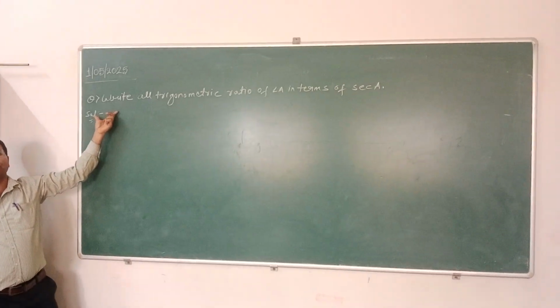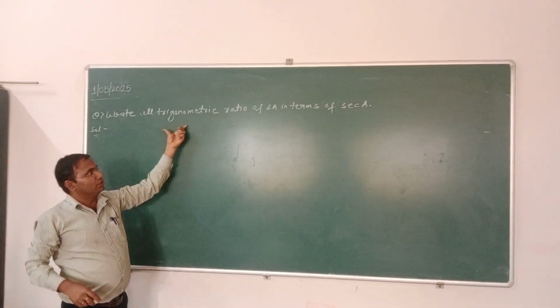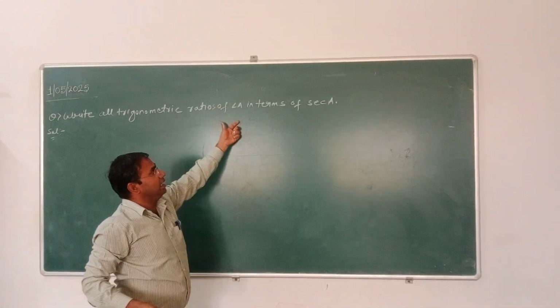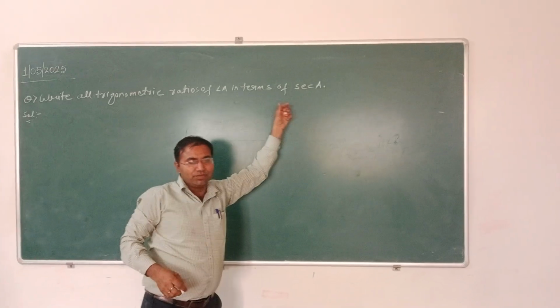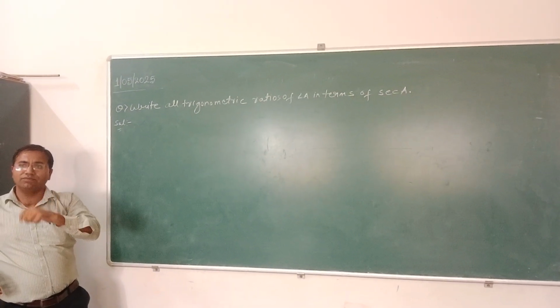Okay. So what question is written here? Write all trigonometric ratios of angle A in terms of sec A. It means you have to write all trigonometric ratios in the form of sec A.